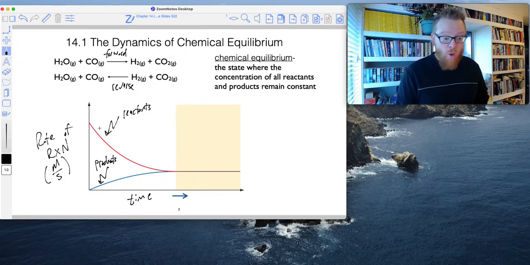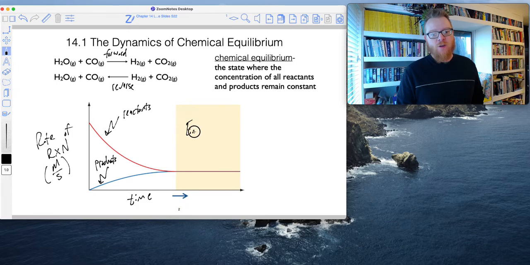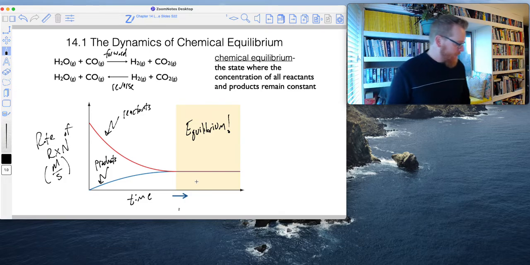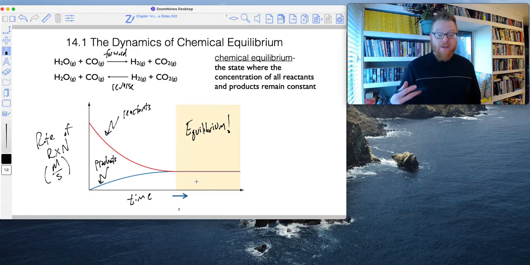But what you can see from this as well is that the rates will eventually become equal. Okay, and so when the rates become equal, that will also lead to constant concentration over time. So equilibrium has been achieved.